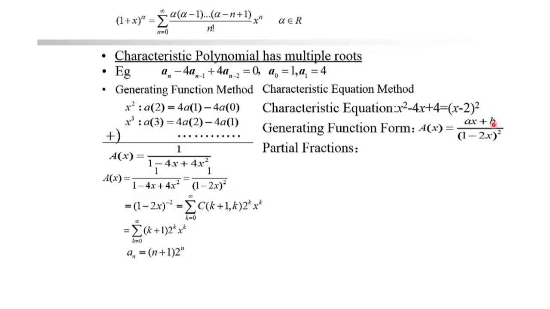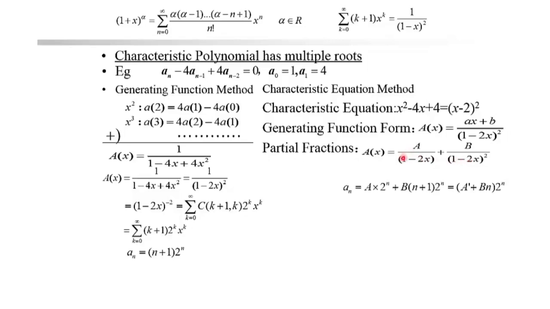Let's analyze that we could convert such an A(x) to a sum of partial fractions: a over 1 minus 2x and b over 1 minus 2x squared. When this could be simplified to the original form of A(x), the values of a and b are the answer we want. We know that 1 over 1 minus x squared could be expanded by formal power series to the sum of k plus 1 times x to the k's power, in which k is from 0 to infinity. So here, 1 over 1 minus 2x squared could also be expanded.